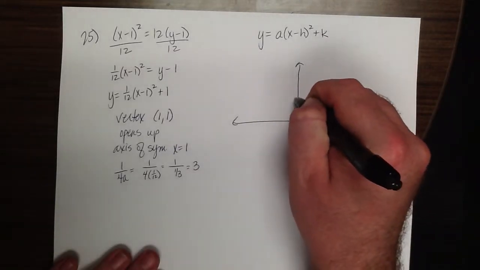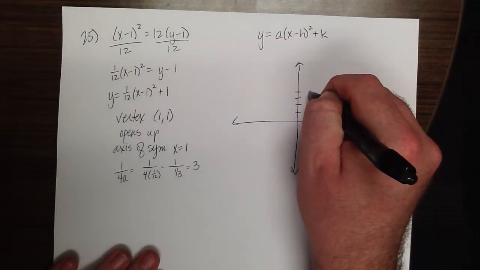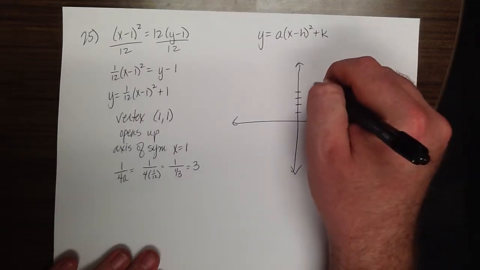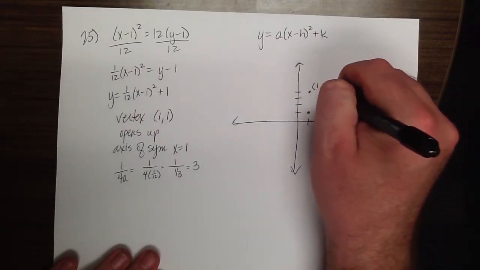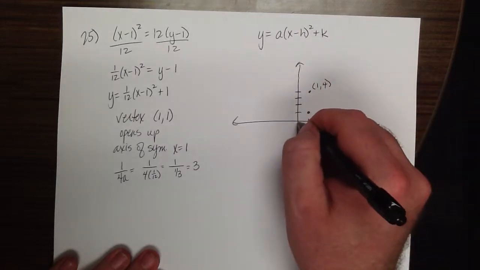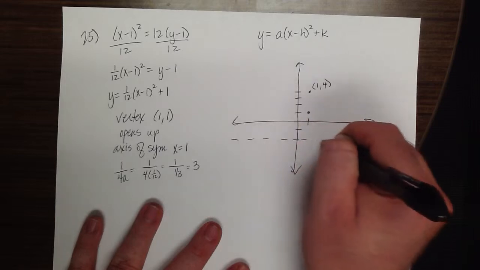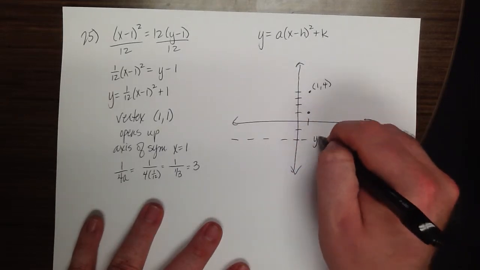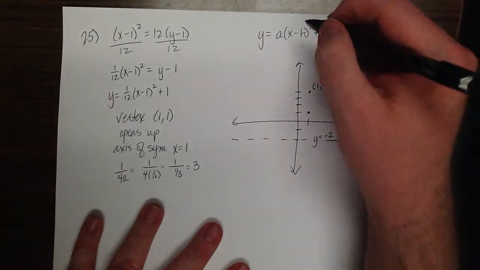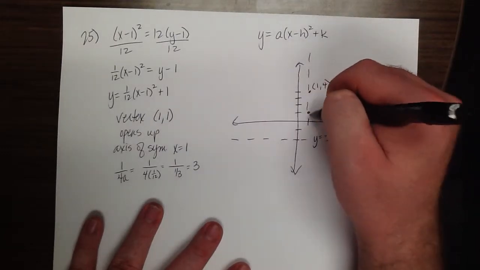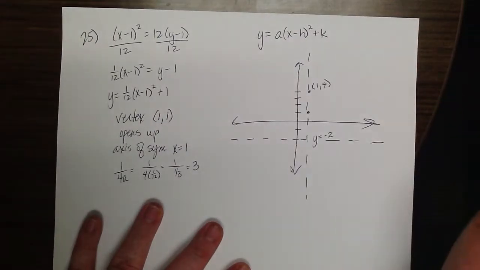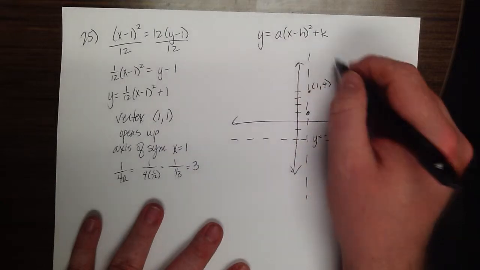So we're going to go up 3 to get the focus. That's the point (1, 4). And we're going to go down 3, 1, 2, 3 for the directrix. So the directrix is going to be y = −2. Your axis of symmetry is right here at x = 1. And here's your vertex, and it's going to open up.